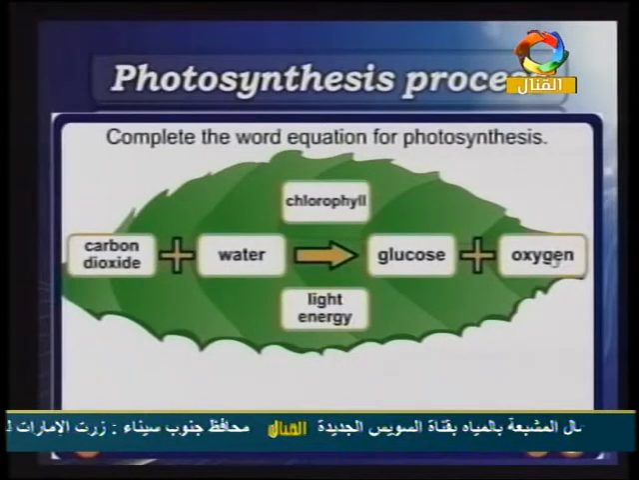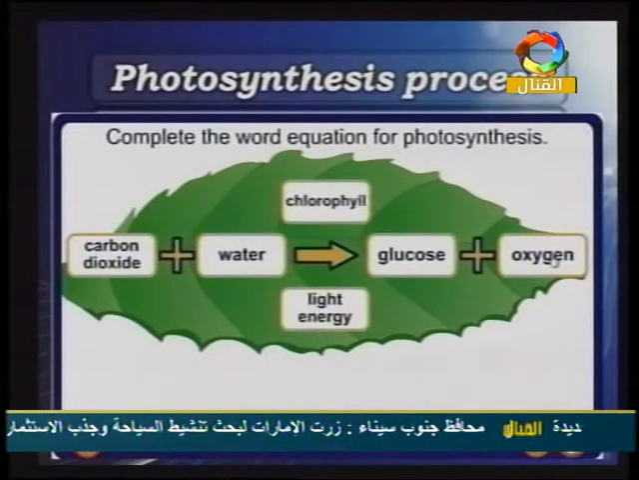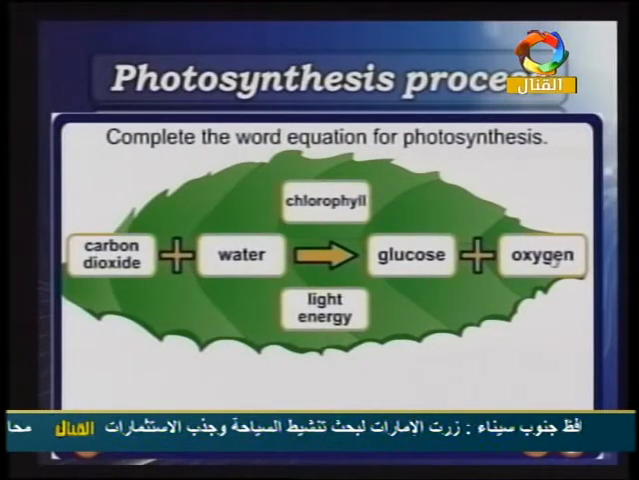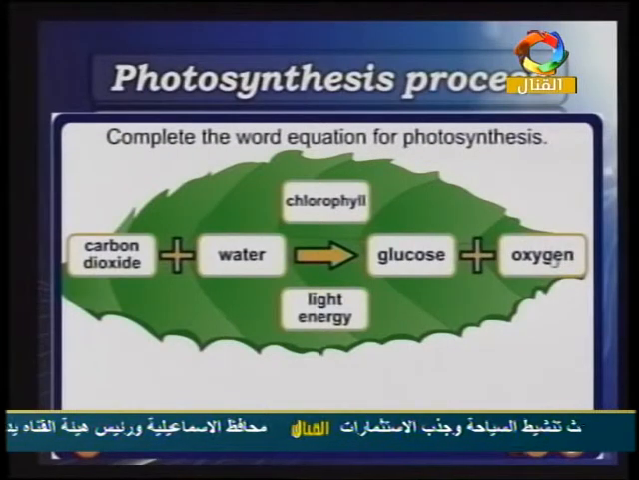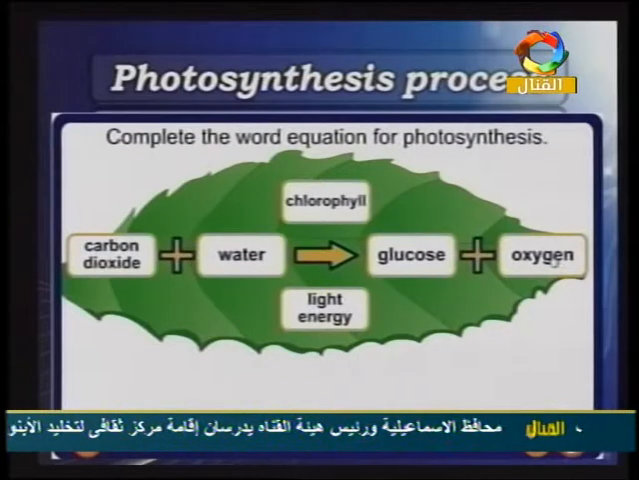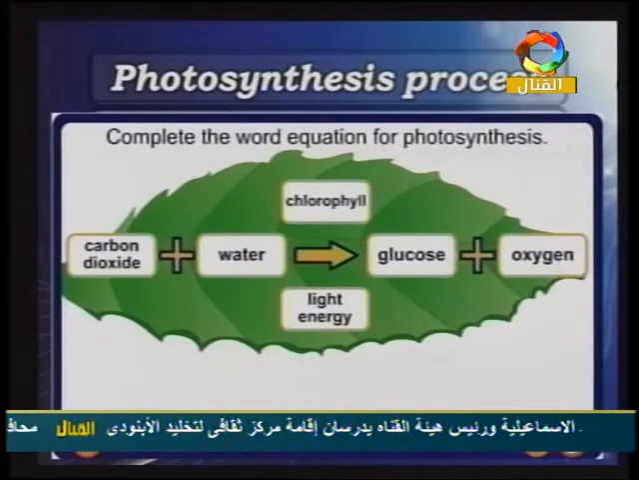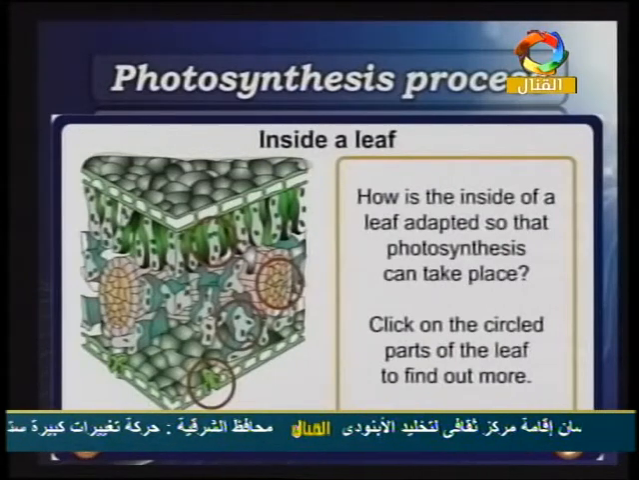So in the last time, the word equation of photosynthesis: carbon dioxide and water, in the presence of chlorophyll and sunlight, produce oxygen and glucose sugar. After that, the second part is about the photosynthesis process inside the leaf.